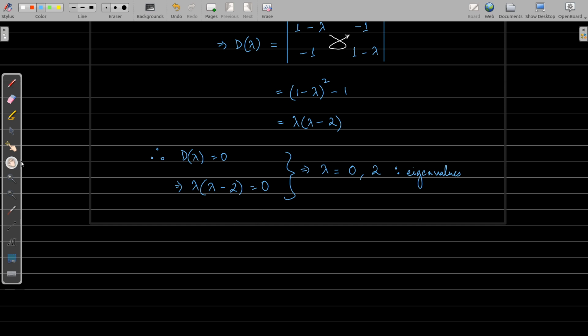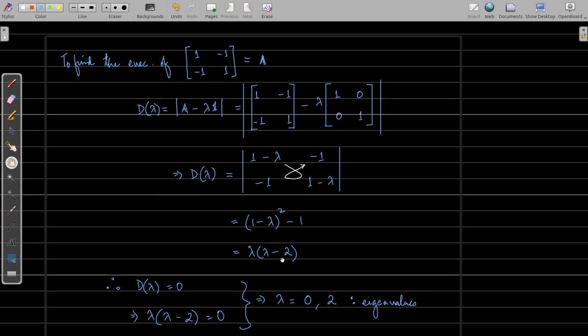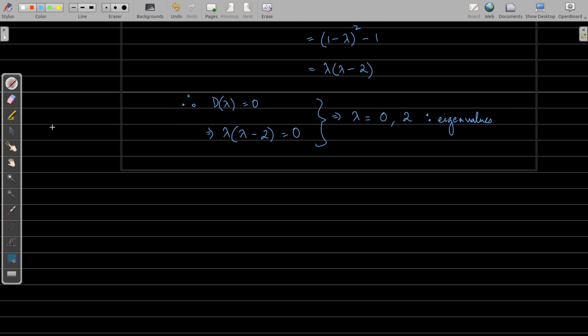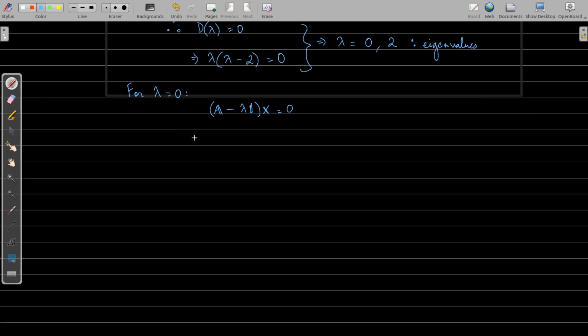Now we need to find the eigenvectors. How do you find eigenvectors? We want to find eigenvectors corresponding to each of these lambda values. So for lambda equals 0, the equation that we will write down is (A minus lambda I) times x is equal to 0. This is a matrix equation.